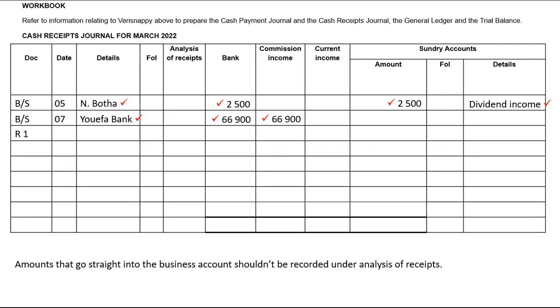And date will be the 18th. It was from N Kumalo. Under analysis of receipt, because we received it in cash, we will have 15,800. It'll go straight into our bank, and that'll be 15,800. Under current income, which is the same as fee income. Fee income, it's a fee we receive whenever we provide a service. In this case, we provided a service which is our main business, and the service that we provided was to offer the educational service.